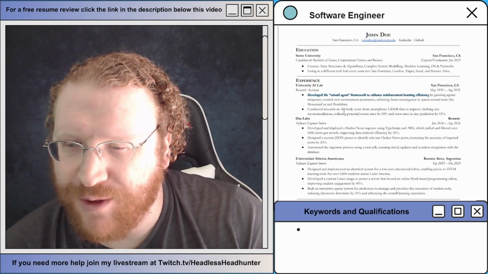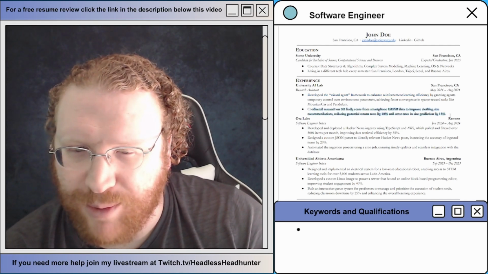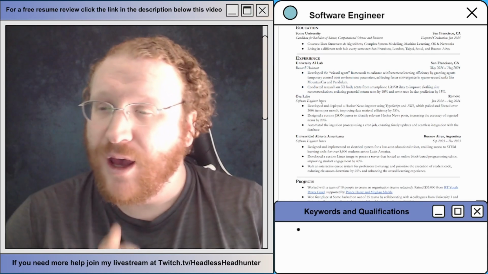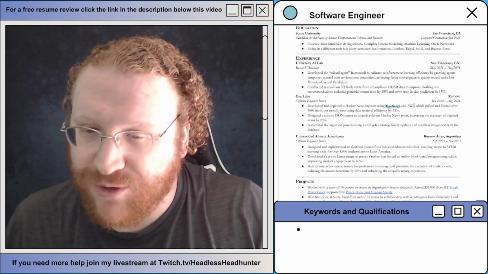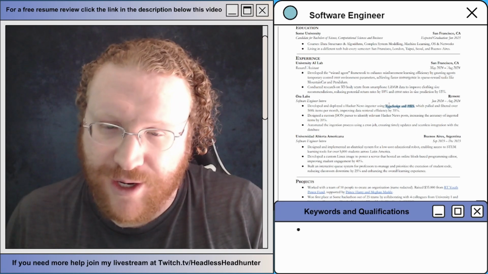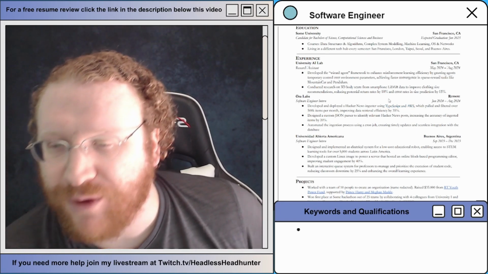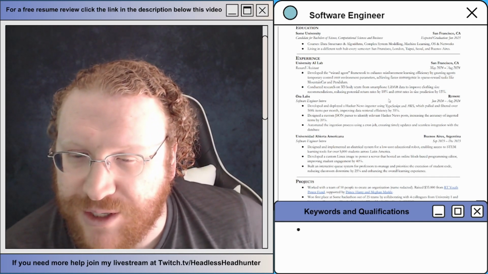Conducted research on 3D body scans from smartphones, blah, blah, blah. Okay, again, there's nothing here I would need for a software engineer specifically. Developed and deployed a Hacker News ingester using TypeScript and AWS. This is good. TypeScript and AWS, which pulled and filtered over 500k items per month, improving data retrieval efficiency by 35%. Designed a custom JSON parser.